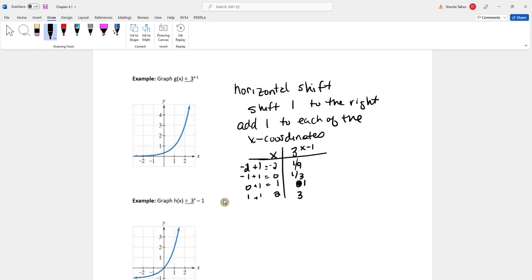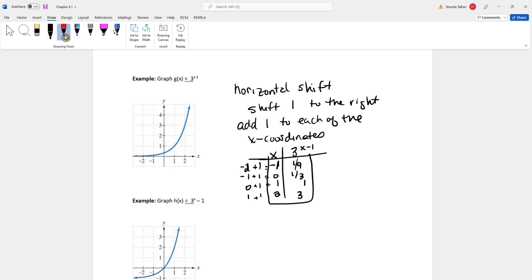So, no, I wrote that wrong. Hold on. This is -1. I'm going to erase this too. Okay, this is -1, 0, 1, 2. So these are the points that you're going to graph. So all you're doing is shifting the x values 1 to the right. So this is the graph here.